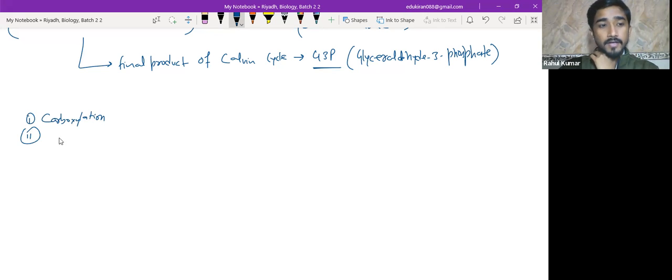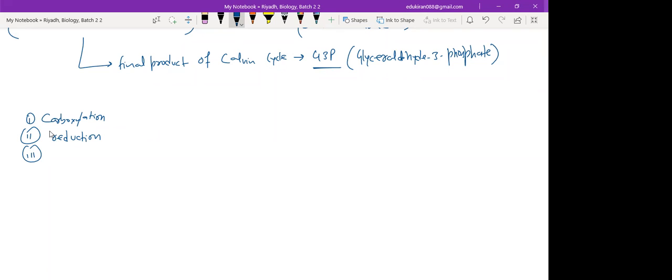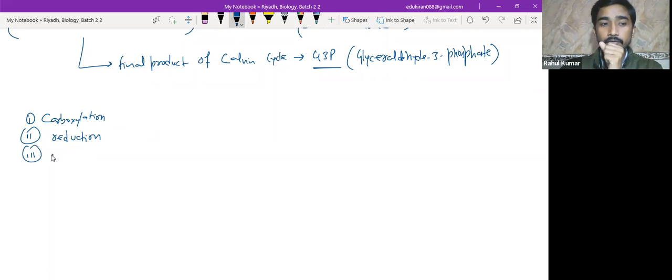Second part is reduction. And third part, because it's a cycle, if anything is a cycle, you have to come back to the first initial product, correct? Like in cyclic photophosphorylation, the end product should be the electron, which should come to the LHC to again become the first initial thing to begin with, right? Yes, sir. So if you do carboxylation, reduction, finally in the end you will have to do regeneration. Third part is regeneration of RuBP.